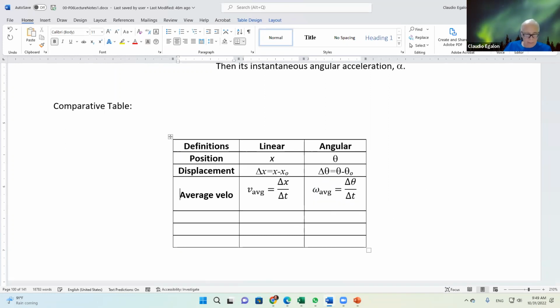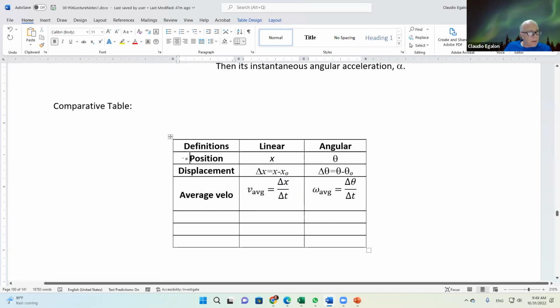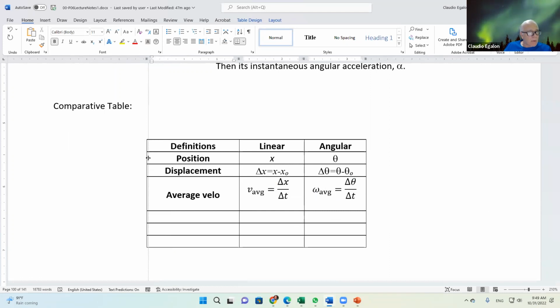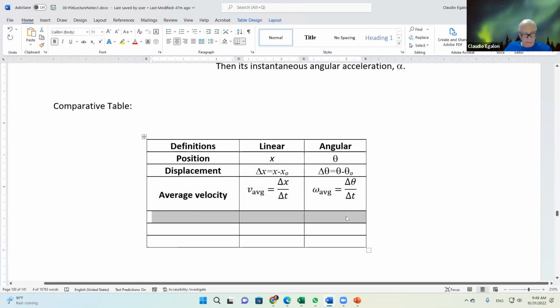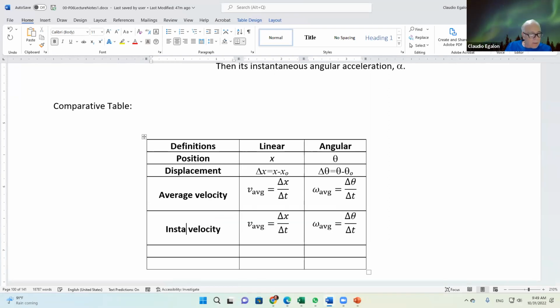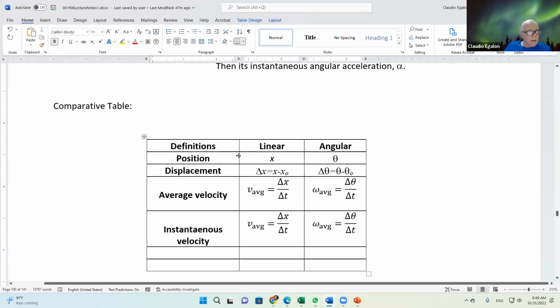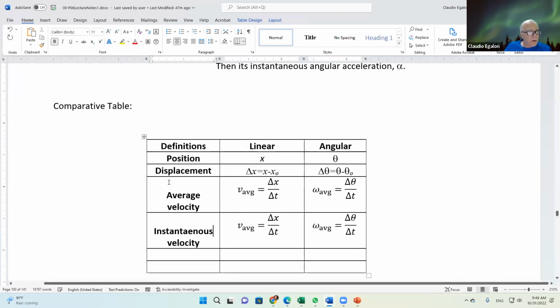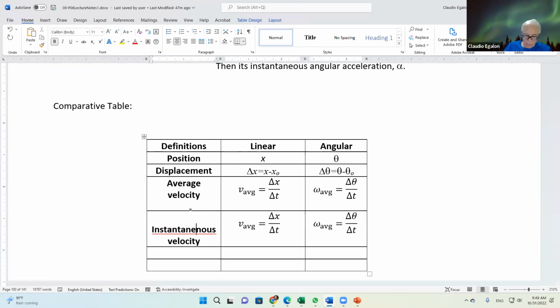Okay, instantaneous angular. Let me change a little bit here. I'm going to spell out completely average velocity, right? And then we have instantaneous velocity. I can squeeze this a little bit more. Instantaneous velocity.